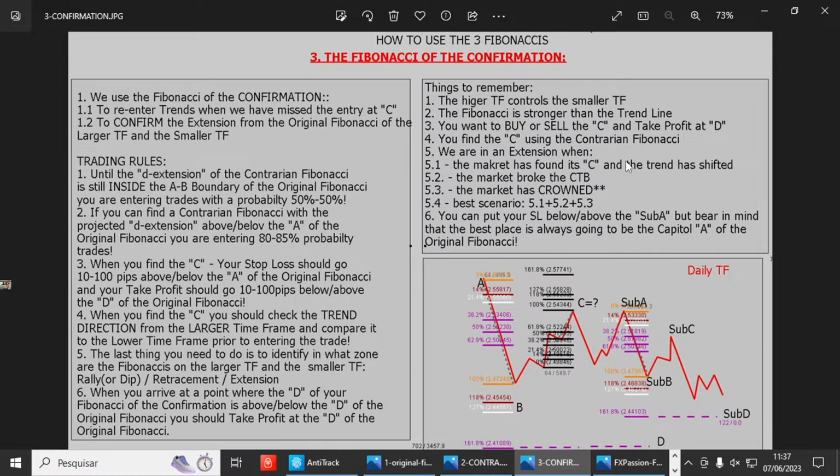We've learned this, right? And we are in an extension when the market has found its C and the trend has shifted. The market broke the counter trend line break. The market has crowned. We are going to learn crowns in the future, and best scenario, of course, is all of these together. You can put your stop loss below or above the sub A, but bear in mind that the best place is always the capital A of the original Fibonacci of the time frame.